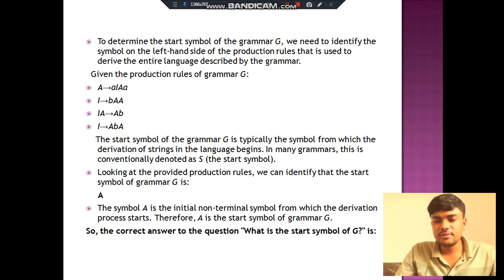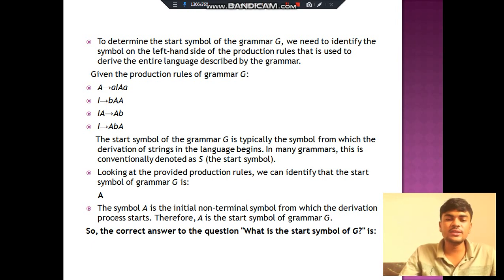To determine the start symbol of grammar G, we need to identify the symbol on the left hand side of the production rules that is used to derive the entire language described by the grammar. Given the production rules of grammar G: A → LB, A → ALAB, A → LAB. The start symbol of grammar G is typically the symbol from which the derivation of strings in the language begins. In many grammars, this is conventionally denoted as S.